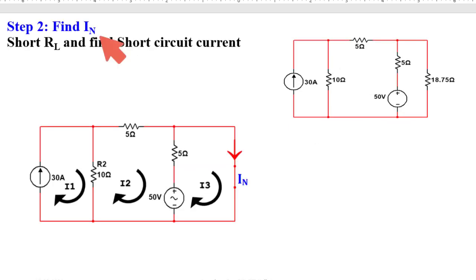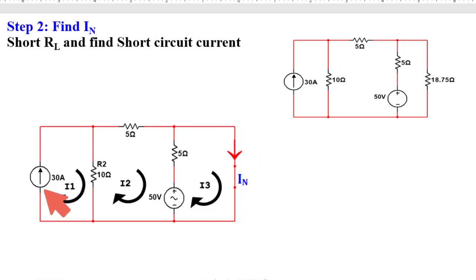Next step is to find out Norton current. For that, what we will do? We will short the load and find the short circuit current. This is the load. So for finding out the Norton current, we need to short this resistance. So I have shorted this, and whatever the current will flow through this shorted path, that current is the value of IN. So this will be the circuit for finding the IN.